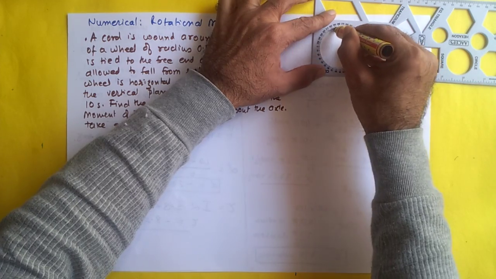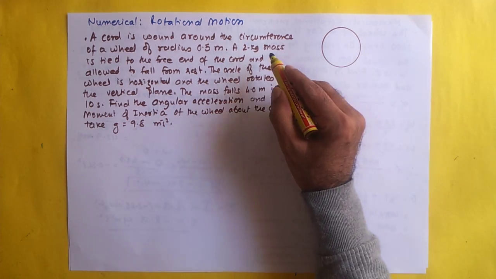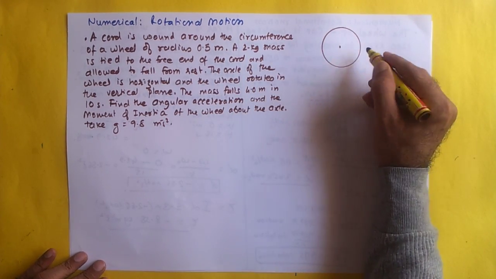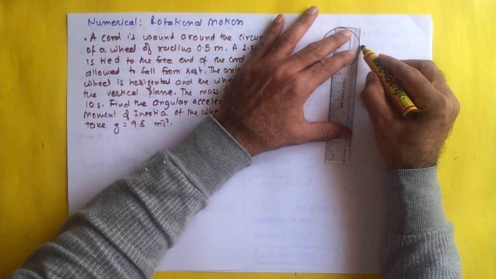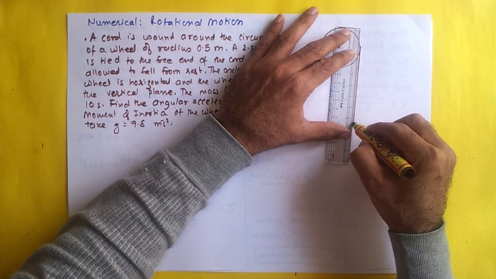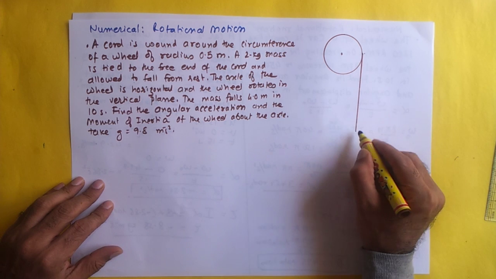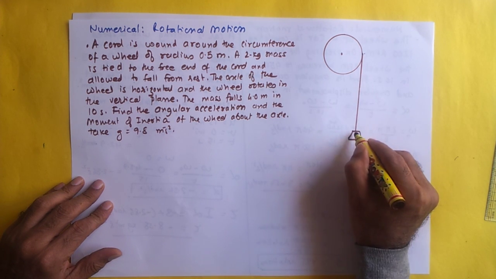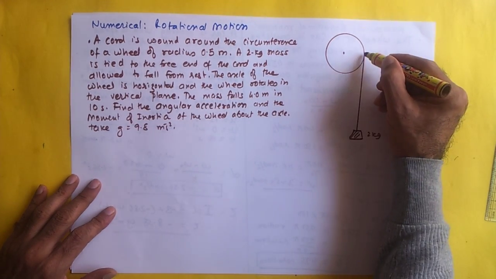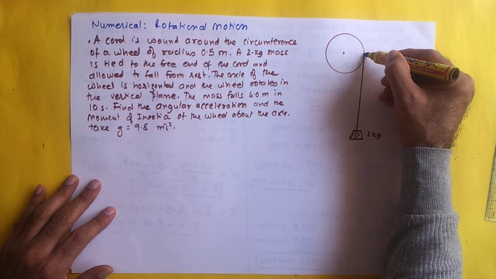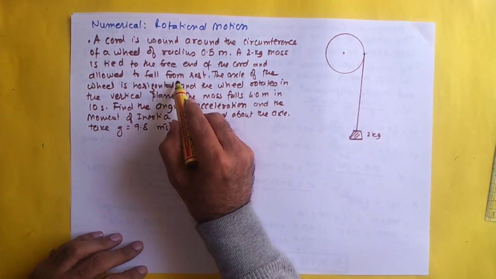This is, let us say, the circumference of the wheel. This is the wheel, and let us say we have a rope, a cord like this. The cord is wound over here like this, and we have a 2 kg mass over here. So this is a 2 kg mass tied to the free end of the cord, and it's allowed to fall from rest. So this mass would be over here, and it would be allowed to fall from rest. So here the velocity of this particular mass would be 0 because it is allowed to fall from rest.